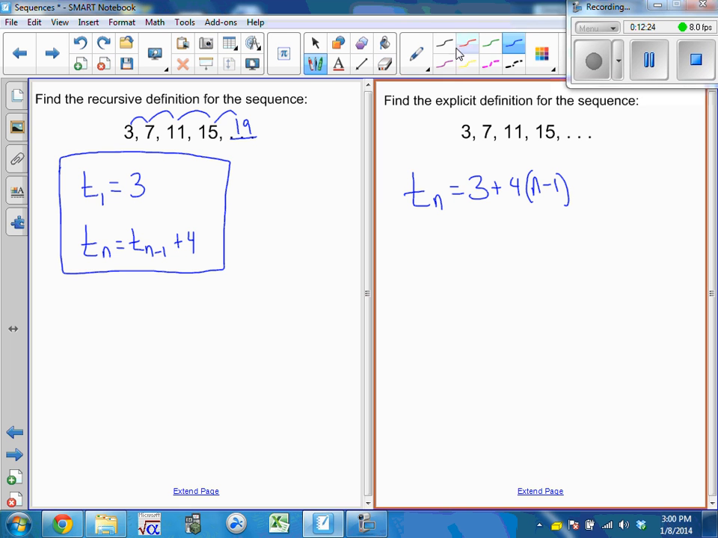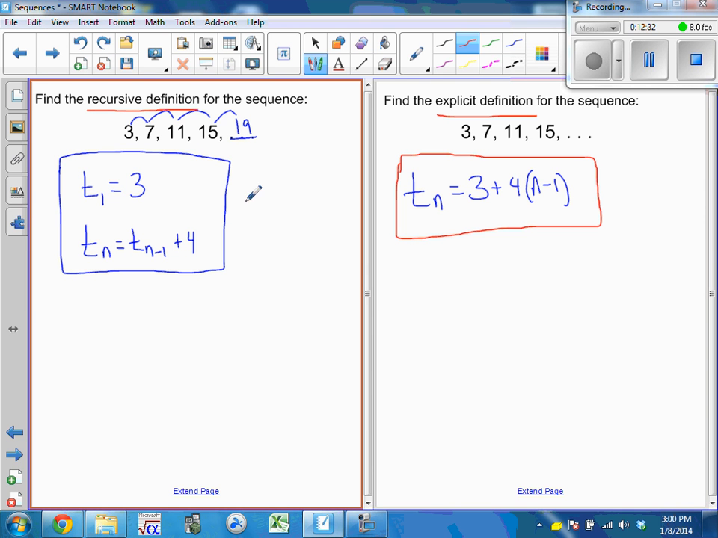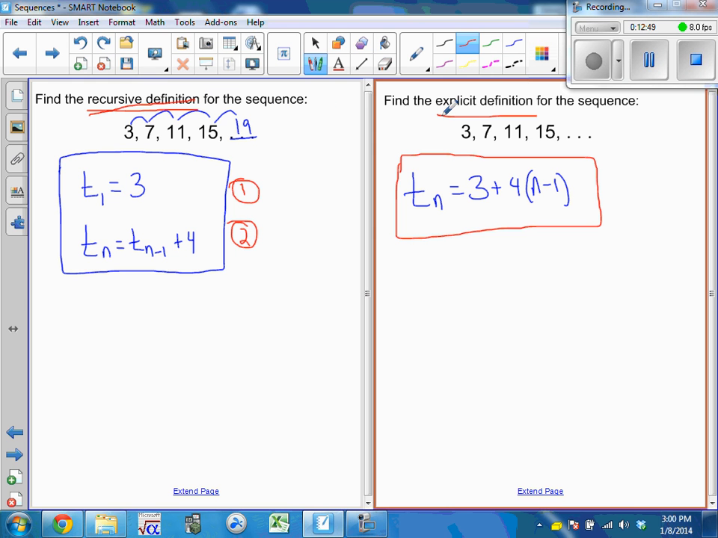That is an explicit definition when all I have to do is plug in the n. If I write a recursive definition, I need the two parts, the starting part and the formula based on the last term. There's two different ways of writing the same sequence. So be careful and see when is it asking for a recursive definition and when is it asking for an explicit definition.